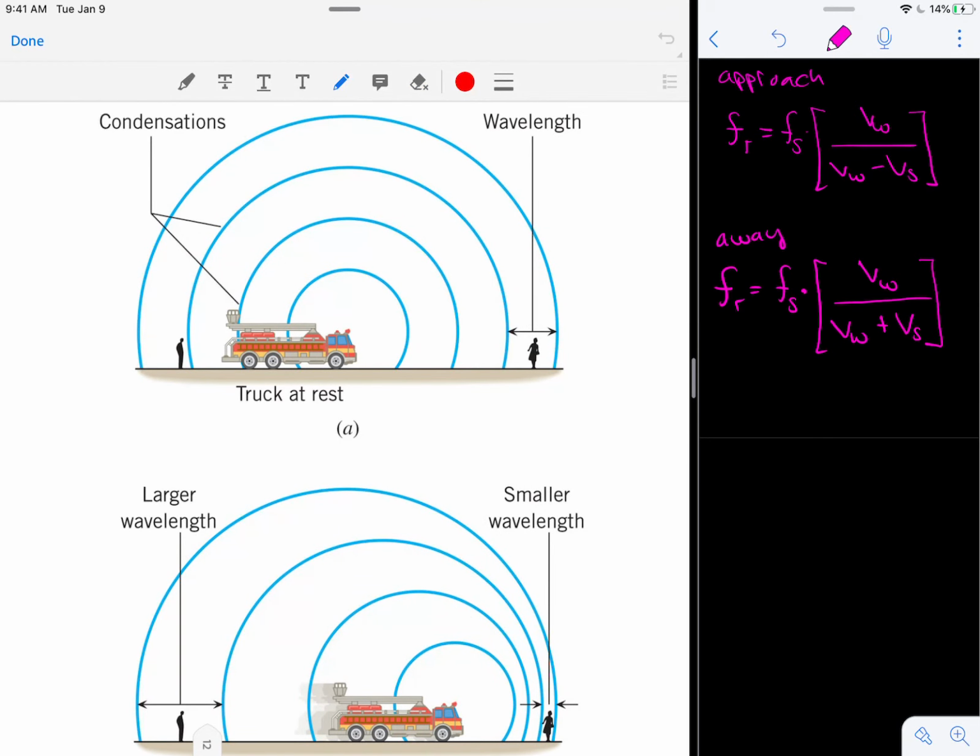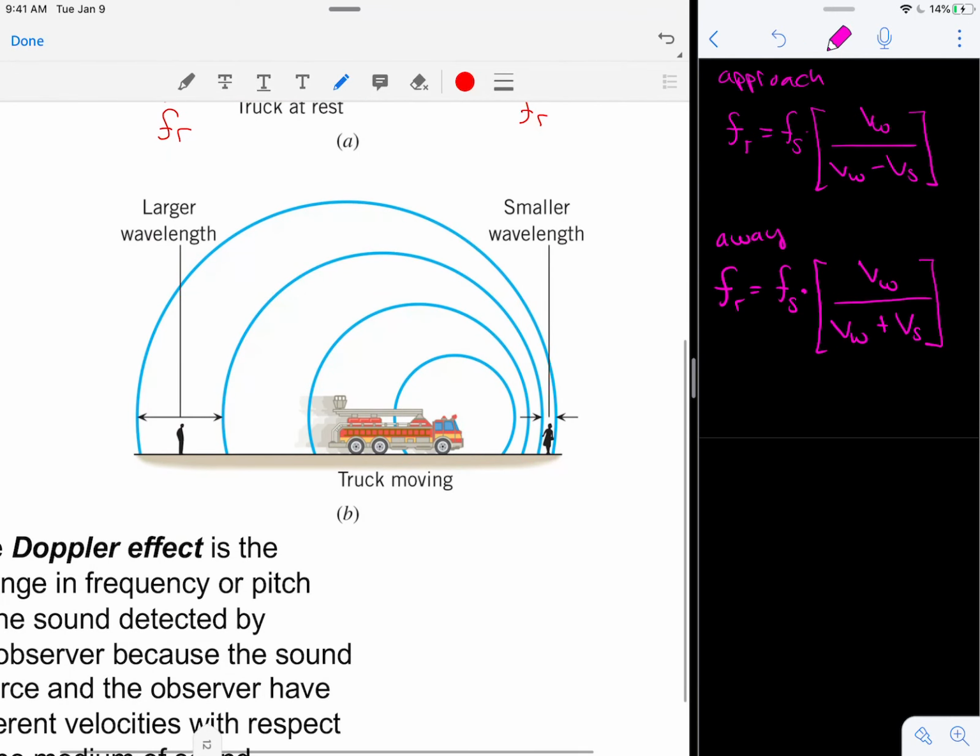So if the siren is going to represent the source, the velocity of the siren is going to be stationary, it's not moving, and it's going to send out a sound wave with a frequency F source. And since these two people are stationary, they're both going to receive the same frequency. So FR is going to be the same for both of them. But now in this case, the person inside the car and inside the fire truck, they're going to hear the same frequency. That's going to be the frequency of the source.